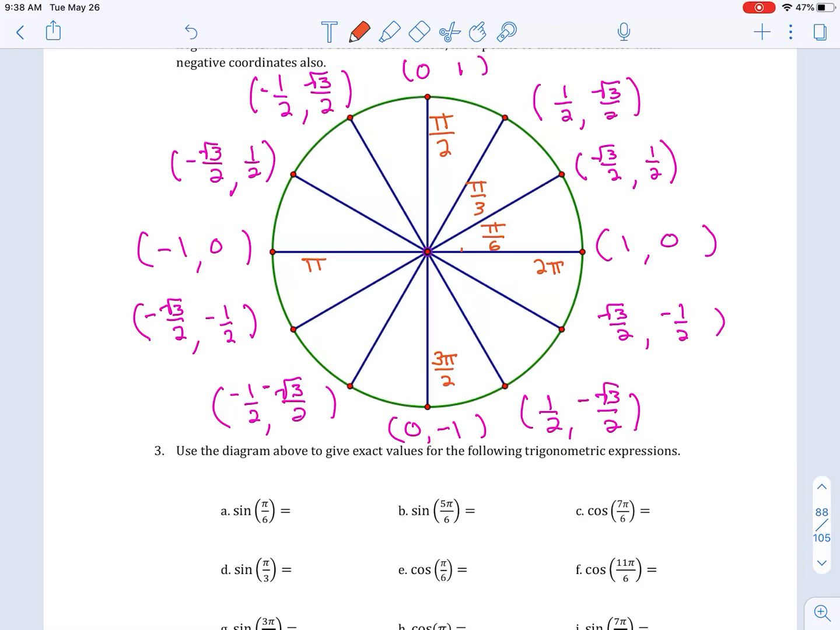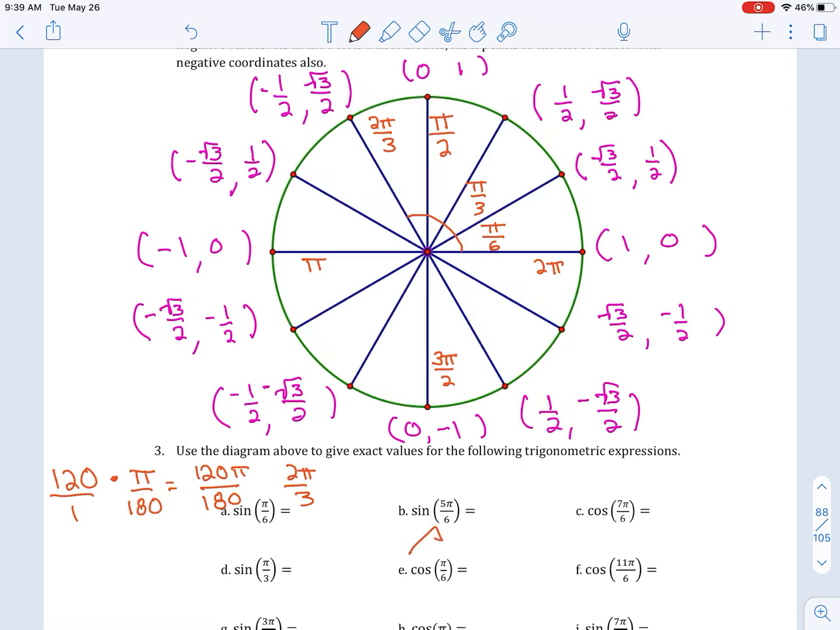So let's say I wanted to get this one right here, and I know that that right there is 120 degrees. So if I want to make 120 degrees into radians, I would multiply it by pi over 180. We learned that before, and that gives me 120 pi over 180, and then when I divide those by 60, I get 2 pi over 3. So this right here is 2 pi over 3.